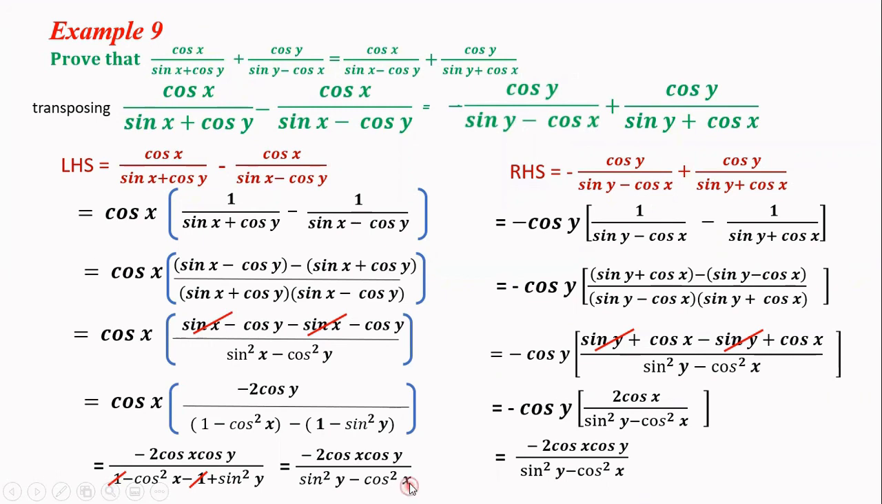Now let's go back to the solution of the left hand side. It was minus 2 cos x cos y by sin square y minus cos square x. Now let's compare it with the solution of the right hand side, that is minus 2 cos x cos y by sin square y minus cos square x. They are the same. So we can write left hand side equals right hand side. Both the left hand side and right hand side are equal here. So the identity is proved.